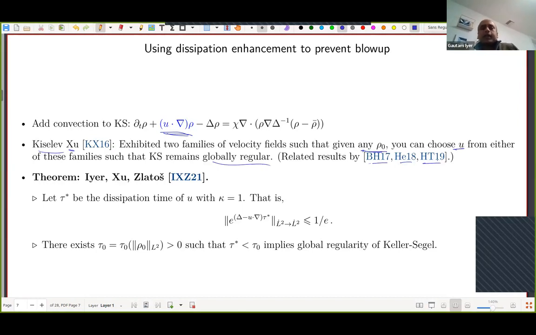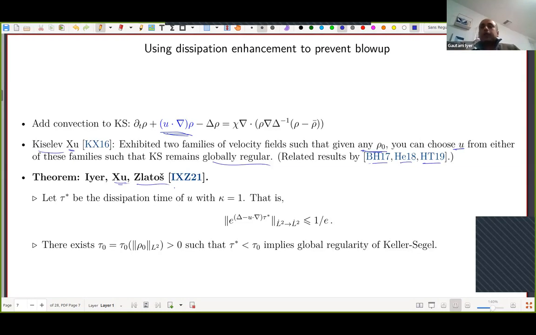Let me not go in that direction, but let me quickly tell you the result that we had with Xiaoqian Xu and Andrej Zlatoš. All I need to stop the blow up in the Keller-Segel equation is to add advection with a small enough dissipation time.